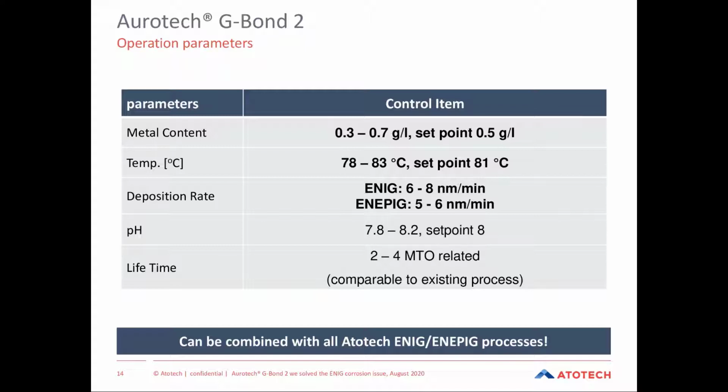So we are currently confirming the lifetime, and as we actually run with a lower gold content compared to the existing G-Bond process, which operates at 0.8, we even expect that we are able to go higher to 6 MTO here. What I would like to highlight is that the process can be combined with all ENIG and ENEPIG processes, so with all different mid-phosphorus electroless nickel baths as well as high phosphorus, and also with the pure palladium as well as the palladium phosphorus deposits.